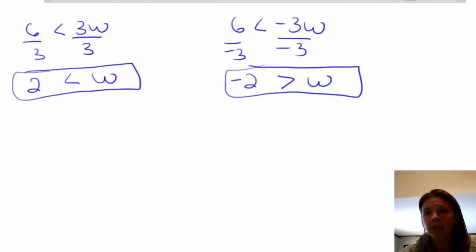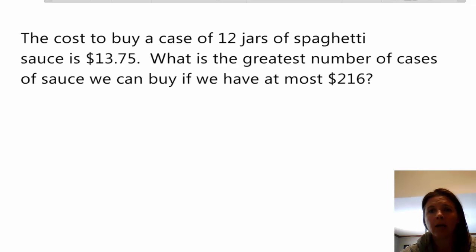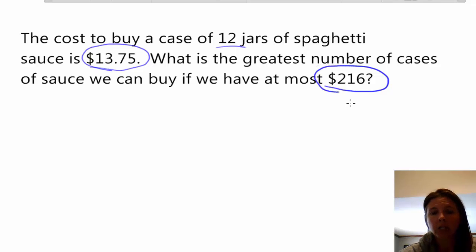Okay? Now, we're going to do one word problem. There's one like this on your assignment. The cost to buy a case of 12 jars of spaghetti sauce is $13.75. What is the greatest number of cases of sauce we can buy if we have at most $216? The 12 jars per case doesn't really matter. We don't really need that.